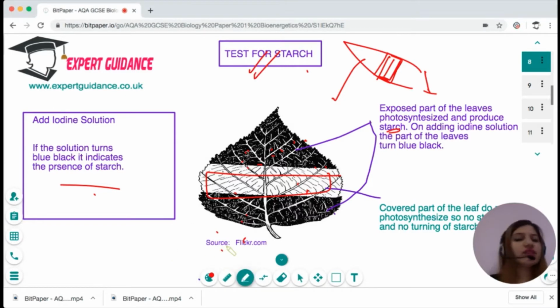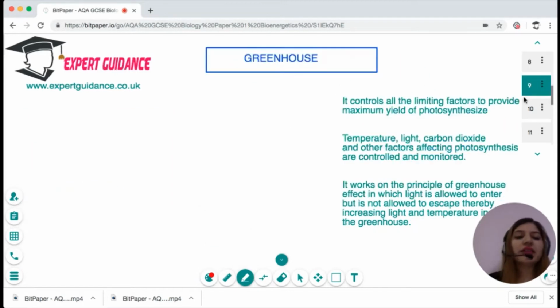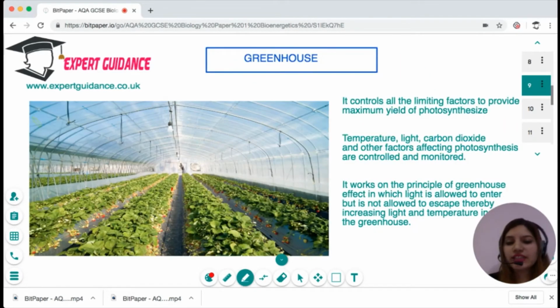What are variegated leaves? Those which have different colors. So wherever there's a green color, that part will turn blue-black, and the rest of the part will remain the color of the iodine. Okay, so next is a greenhouse.